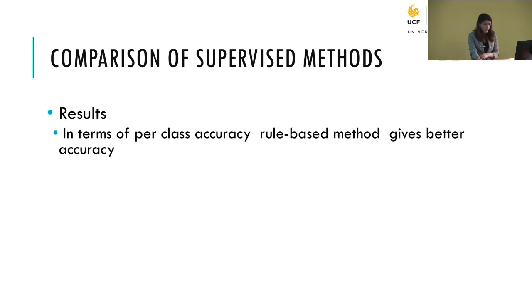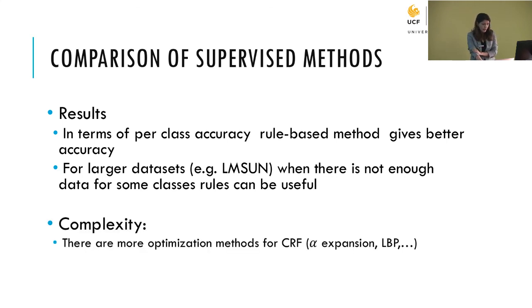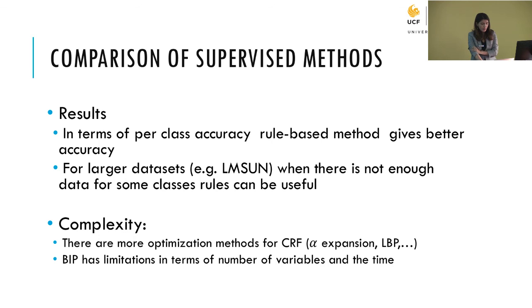In terms of results, the class accuracy for the rule-based method gives better results. And for a larger data set, for example, LMSUN, when there is not enough data for some classes, rules also can be helpful. In terms of complexity, there are many optimization methods for CRF, like alpha expansion, etc. But for binary integer programming, they have some limitations in terms of number of variables and time complexity. However, for binary integer programming, you can also use some tools and convert them to simple constraints as well.